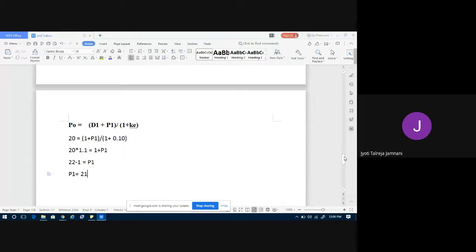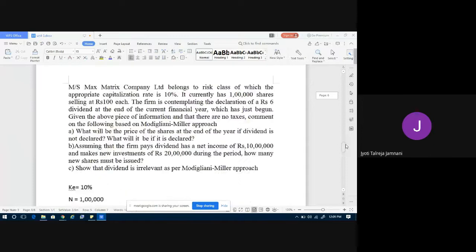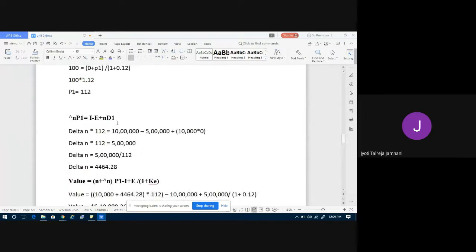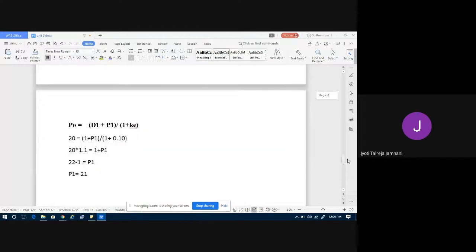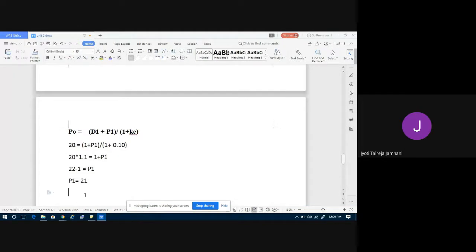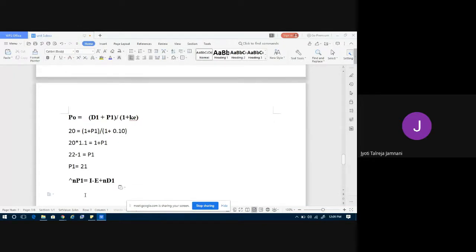So we found the price per share. Now we have to find the new number of shares. The second formula. So this is the formula for the new number of shares. We don't know delta n. So delta n we have to find, into P1. P1 we just found out is 21, which is equal to the investments given in the problem. Let's see how much the company wants to invest.